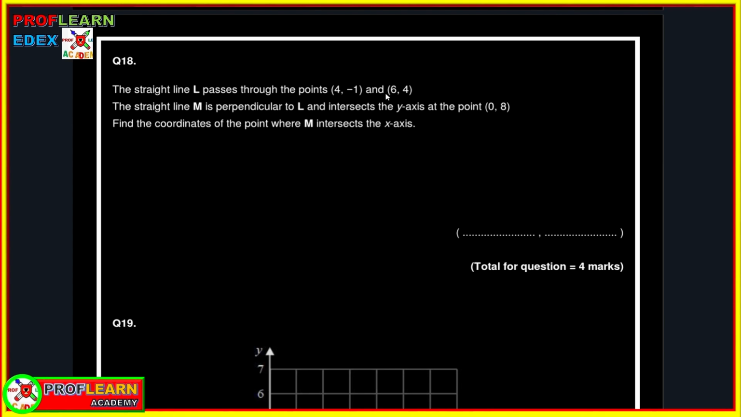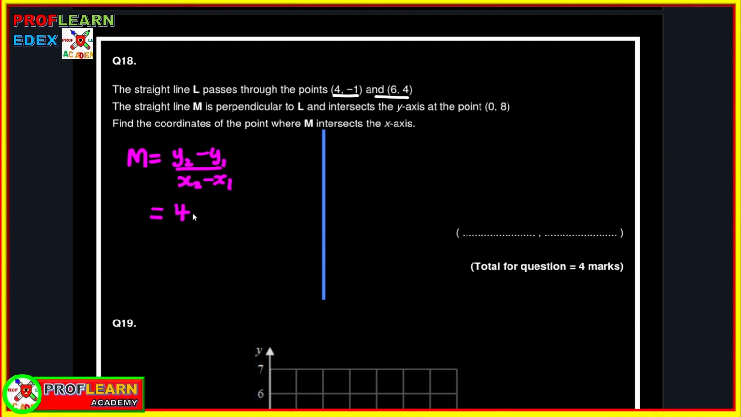And that means that m1 times m2 is equal to -1. So we need to make use of that information. Using the gradient of these lines where I've put the white lines, we can get the gradient of L. We are also told that L intersects the y-axis at the point (0, 8). Once we have the gradient, we can get that equation.